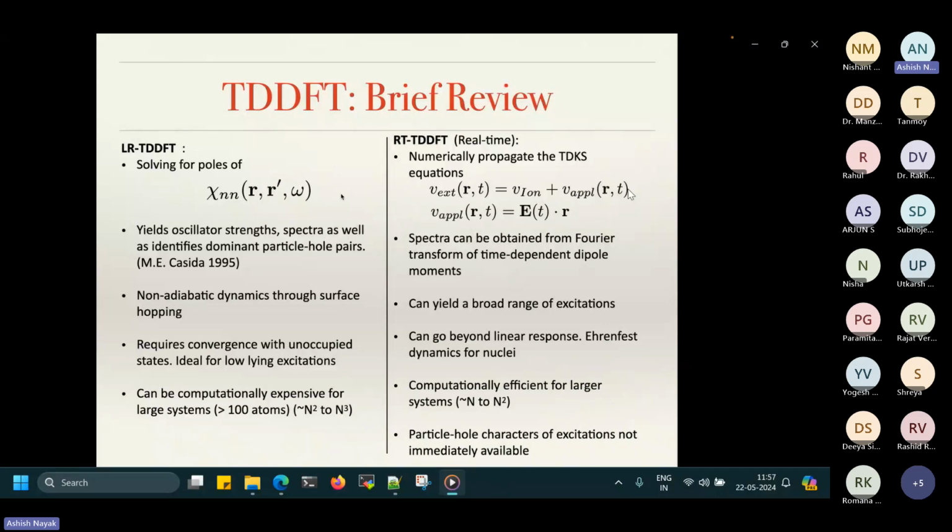And this is to emulate or to simulate the action of some lasers or light fields which are occurring at some frequencies. And at small enough fields, you can develop the expression for the density response function, and solving for the poles of the response function will give you the excitation energies, and it turns out it can give you oscillator strengths, as well as it identifies the dominant particle-hole pairs. The particle-hole pairs are basically like the molecular orbitals that are involved in an excitation.